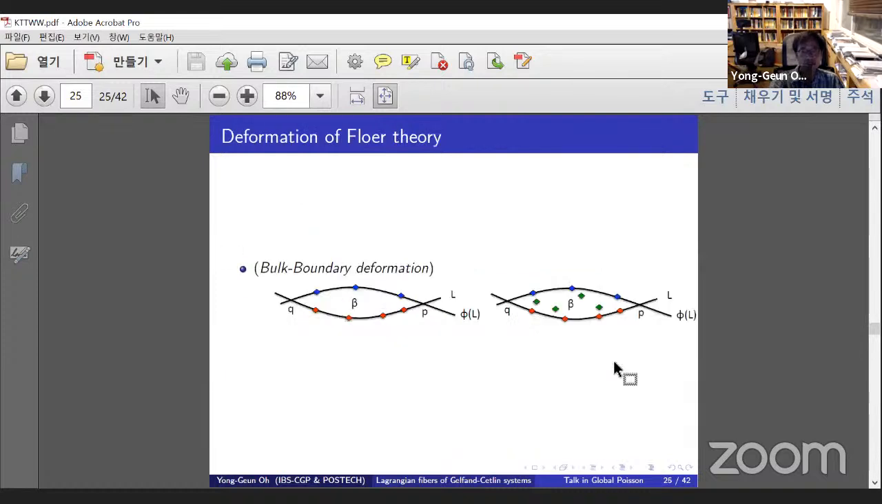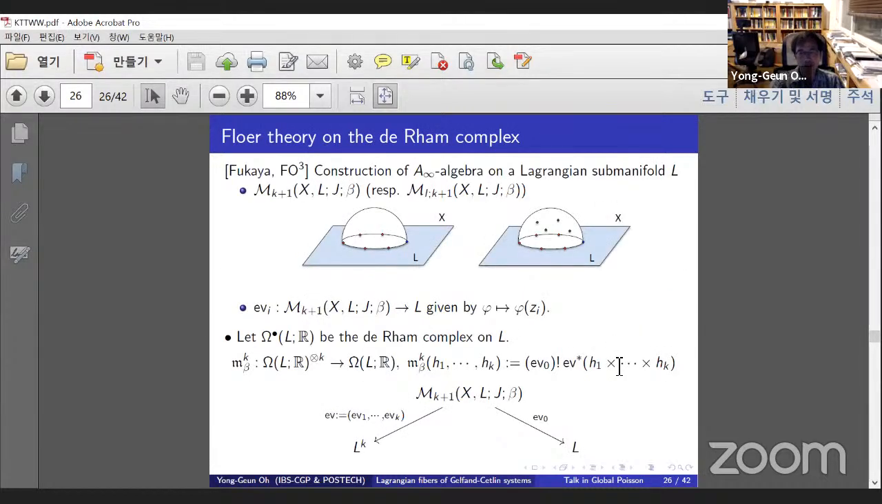So those obstructions I mentioned already come from these holomorphic disks. Let me explain slightly how this works. In this picture, the half sphere is a holomorphic disk, and the boundary lies in this Lagrangian submanifold. There are boundary marked points and an interior marked point. This M_{k+1}(X, L, J, beta) is basically the moduli space of holomorphic disks with k+1 boundary marked points, and beta is the relative homotopy class of the disk.